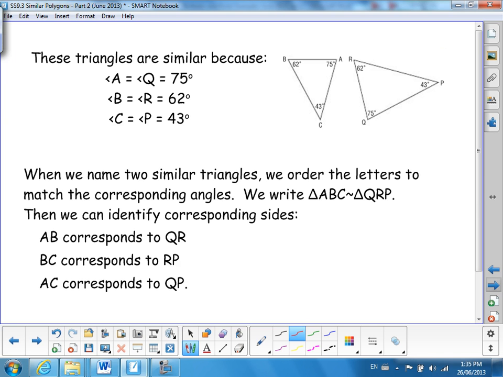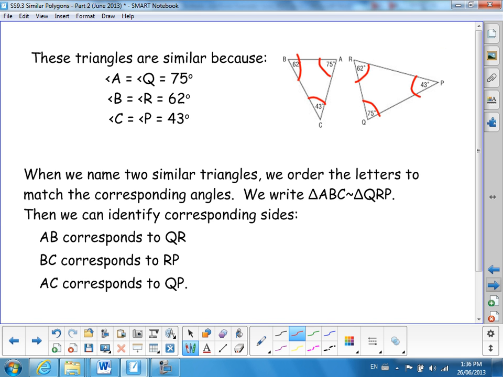Okay, these triangles are similar because angles A and Q are both 75, angles B and R are both 62, and angles C and P are both 43. We don't need to check the sides, we just know the angles.